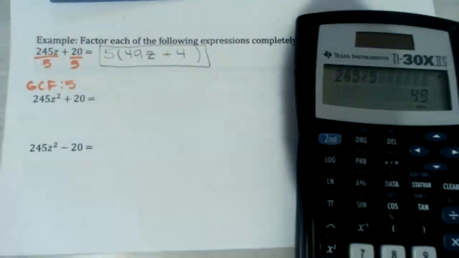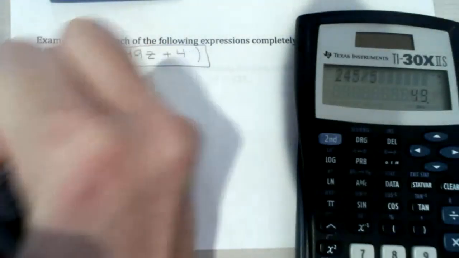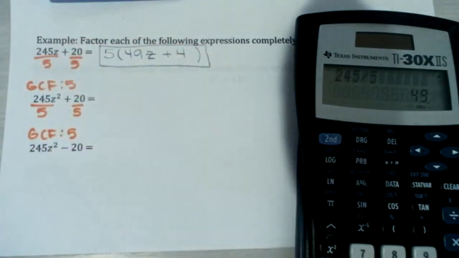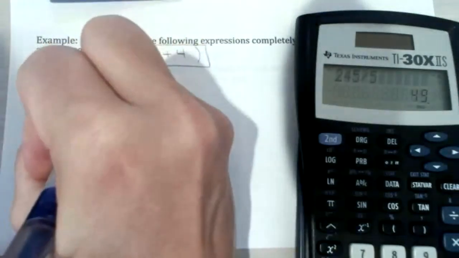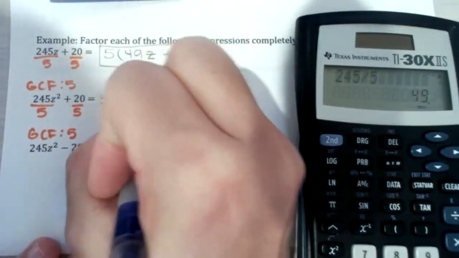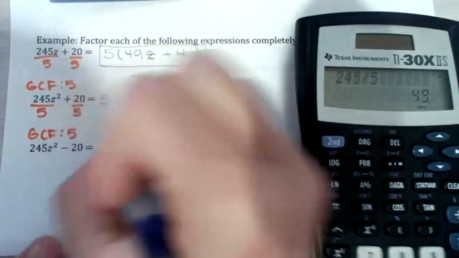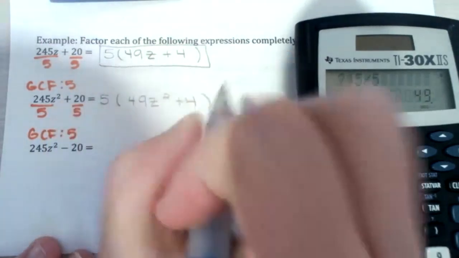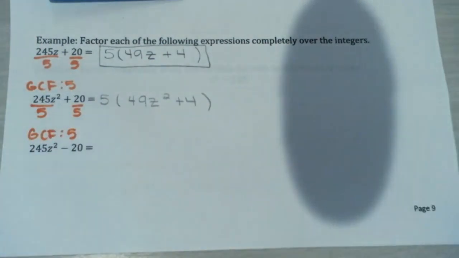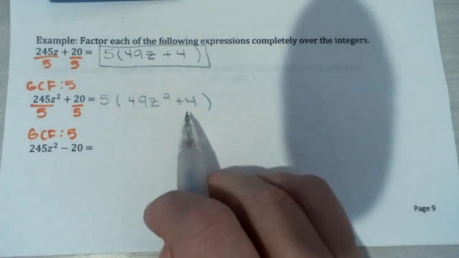Looks super similar, but now we have z squared. So 245 z squared plus 20. So again, we have a GCF of 5. They both have 5 in common. They both are divisible by 5. So let's factor or divide out that 5 as our GCF. We know 245 divided by 5 is 49, so 49 z squared. 20 divided by 5 is positive 4. So it's z squared, so we usually try to factor it. So with this one, we have 49z squared plus 4.